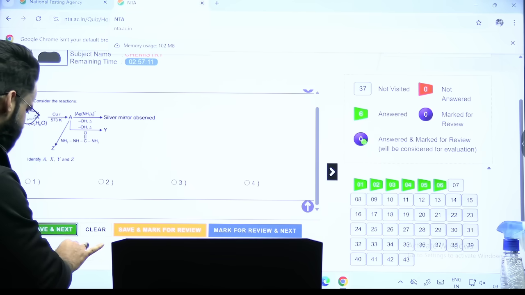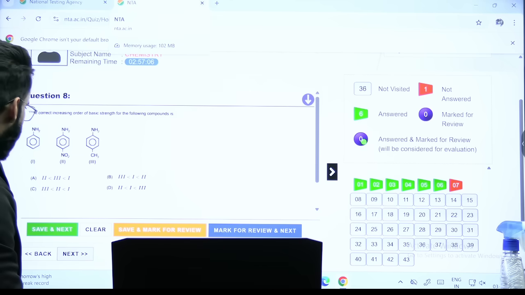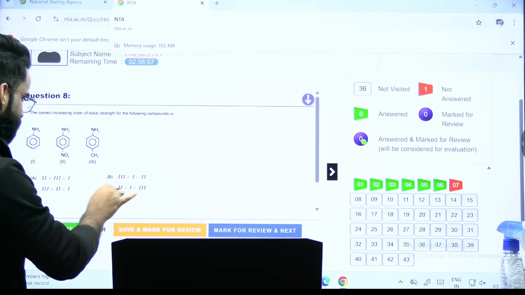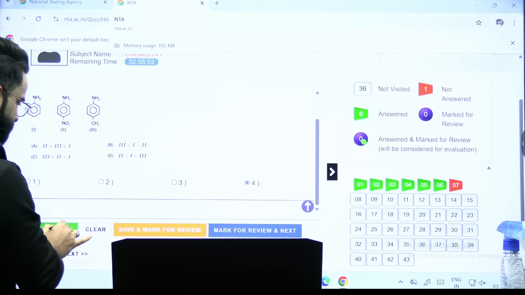Skip, how do I skip? I'll directly go with the next one, right? Okay. All right. Basic strength order. So this has to be maximum basic. There's only one option that says so, option number D. I'll go with option number D. That has to be the correct one.